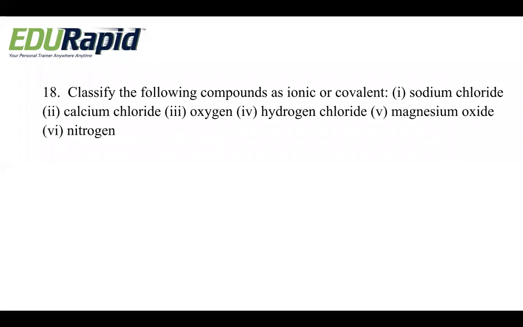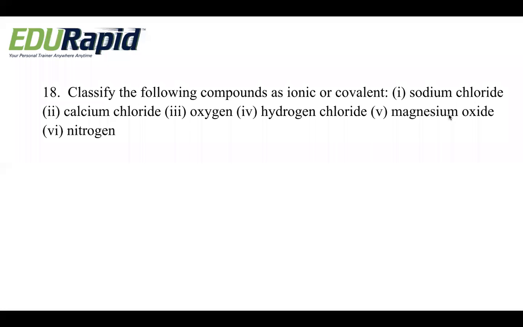Now, 18th. Classify the following compounds as ionic or covalent. We have almost 6 compounds given here. So go through them and classify which of the following are ionic and covalent. Let us see first which are ionic compounds. First one, sodium chloride is ionic. Yeah, true. Hemant has given the answer.